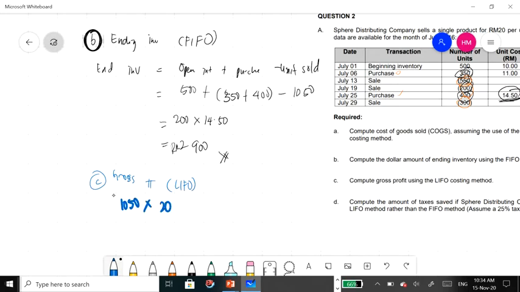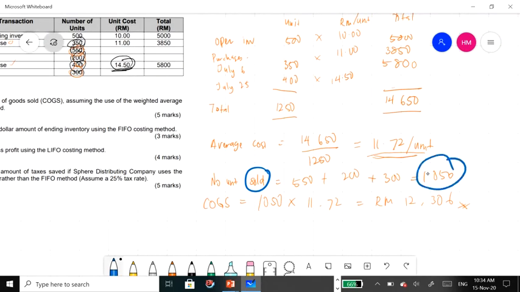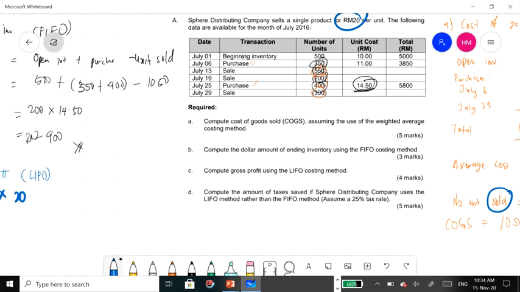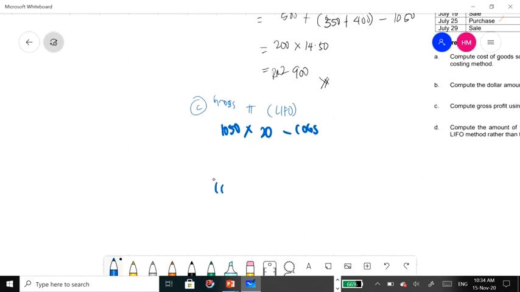Sebab kita kira kan yang untuk sales kita ada 1,050. This one number of units sold ni 1,050. Darabkan dengan 20 sebab ya, dia jual RM20. So this is your sales. Tolak dengan cost of goods sold. You kena kira cost of goods sold untuk Lifo. So kalau untuk Lifo ni you kena buat one by one lah.